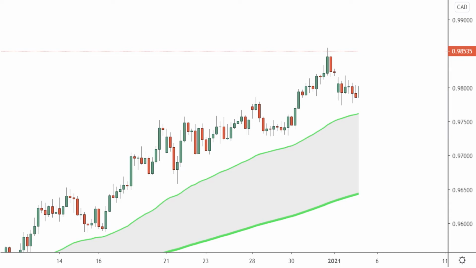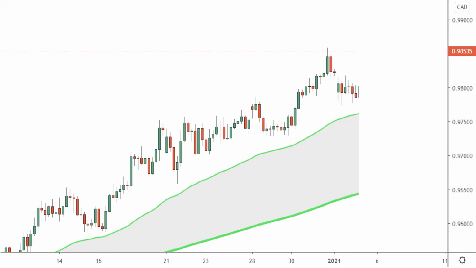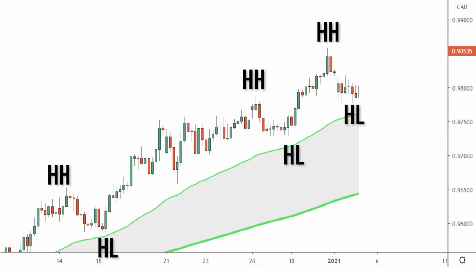Now I want to show you a few examples from the trades that I took this week with this specific moving average trading strategy. This pair is the Australian Canadian. I chose this pair because it showed me a very clear uptrend. How do I know it's an uptrend? It's because it's forming new higher highs and new higher lows.